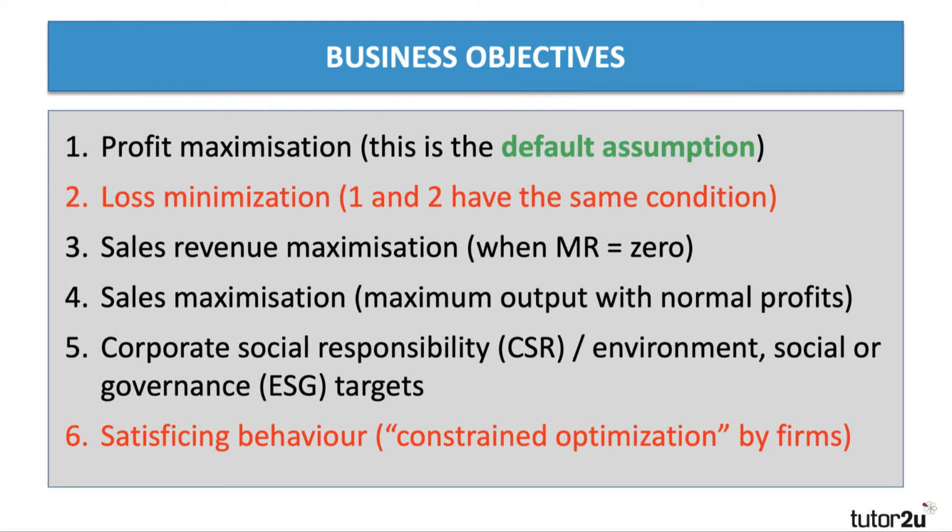And then 5 and 6, quite interesting: corporate social responsibility, CSR, or as it's morphing into these days, environmental, social and governance targets, or ESG. Corporate social responsibility is becoming an important issue, often seen as good for profitability in the long run. And something that hopefully you have covered in your economics, the idea of satisficing behaviour or constrained optimization. This is where firms don't aim to maximise profits, but aim to achieve, if you like, a satisfactory or sufficient rate of profit.